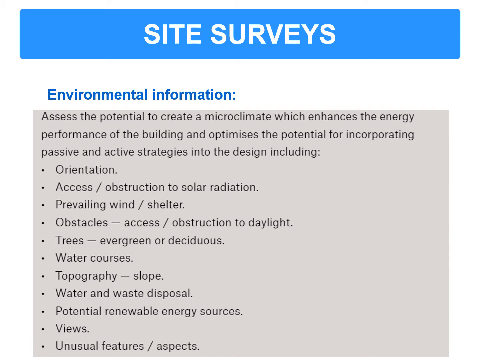What existing trees are on the site? Are they evergreen or deciduous? So an evergreen tree will provide shading all of the year, obviously by the nature of the tree. The deciduous will be bare in winter, so that could help or hinder positioning of the building on site. Are there any existing water courses? What is the topography? What is the slope of the site? Where is the water and waste disposal potential?